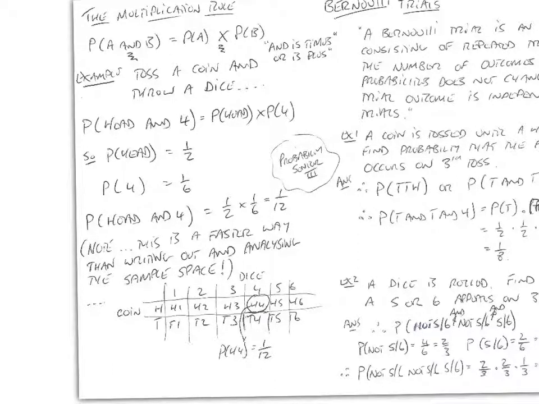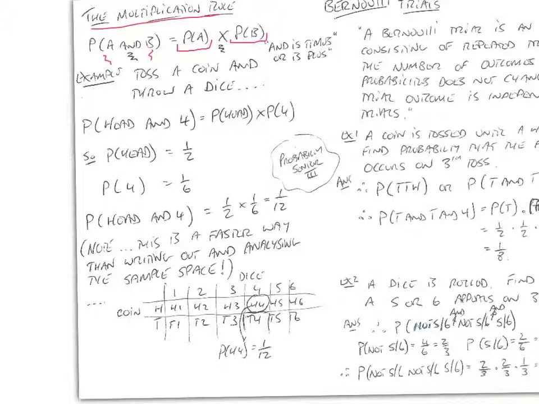So in the last video we actually met, without mentioning it really, the multiplication rule. The probability of one event and another is equal to the probability of one multiplied by the probability of the other. So it's the multiplication rule that we use in probability.